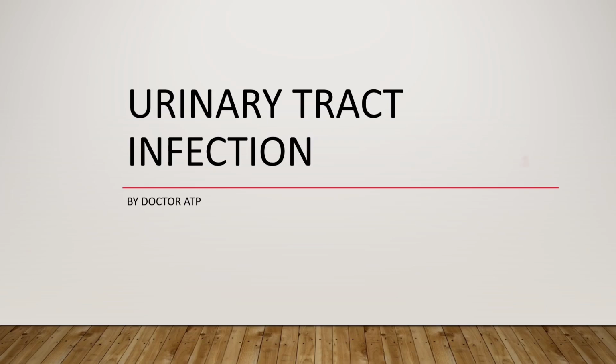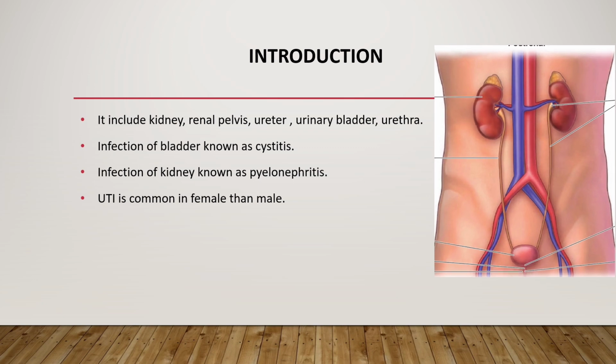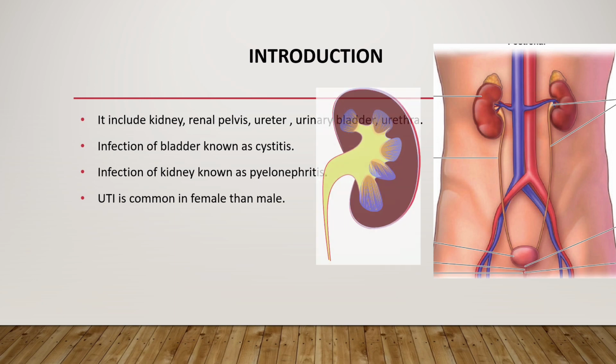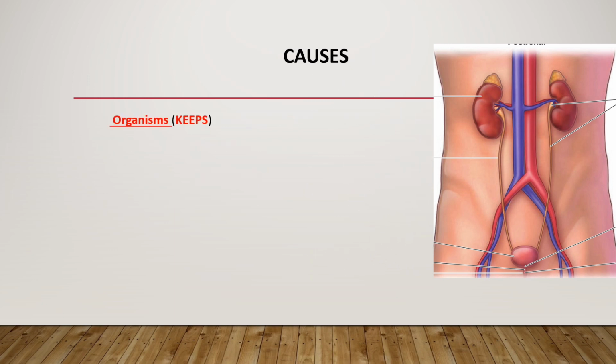Hello friends, in today's video we are going to learn about urinary tract infection. The urinary tract includes the kidney, renal pelvis, ureter, urinary bladder and the urethra. Infection of the bladder is known as cystitis and infection of the kidney is known as pyelonephritis. UTI is more common in females than males because of the shorter urethra in females.